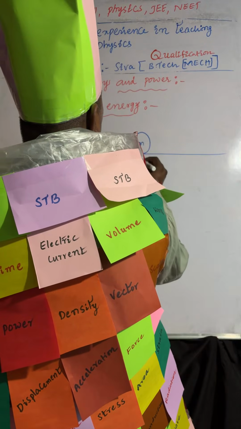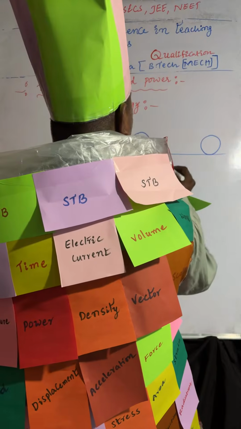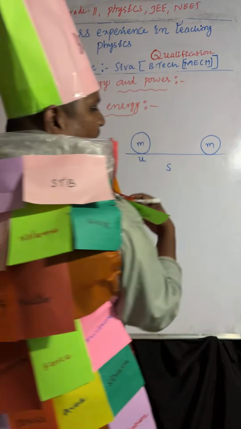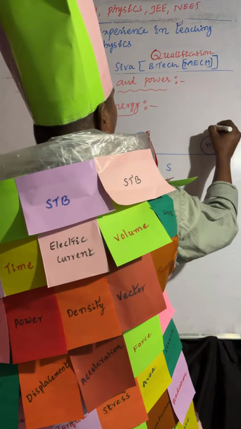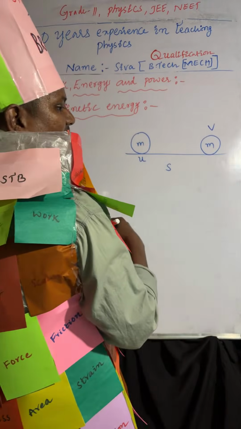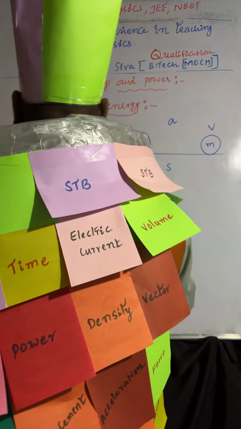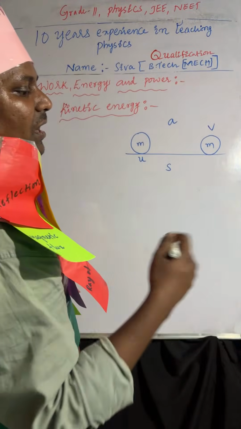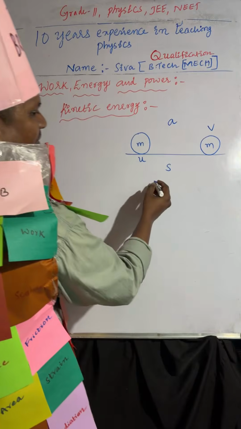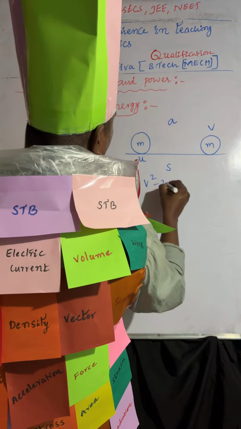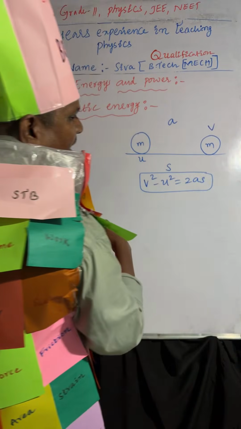So m is the mass of the body, initial velocity u, and after traveling a certain distance, the same mass is not changing because it is the same body. But the velocity is the final velocity v, and if there is a change in velocity, automatically there is acceleration. We know v square minus u square equal to 2as from the equation of motion.